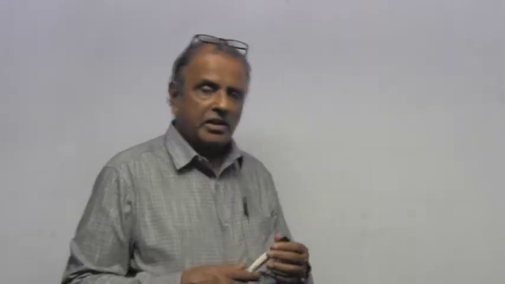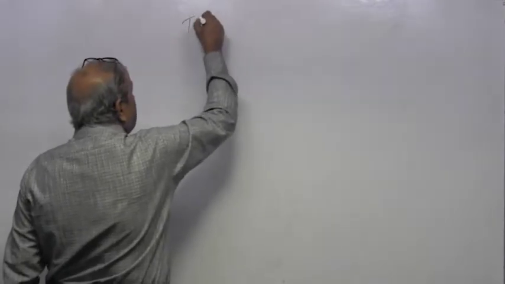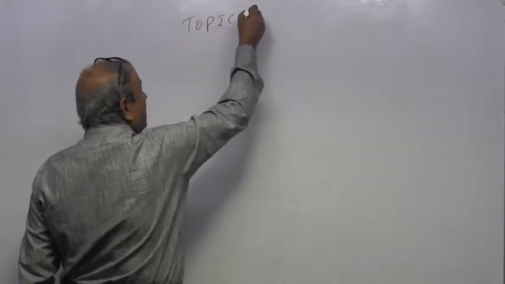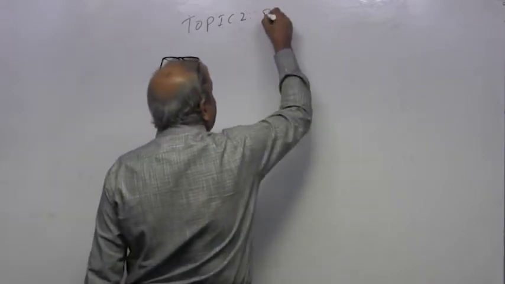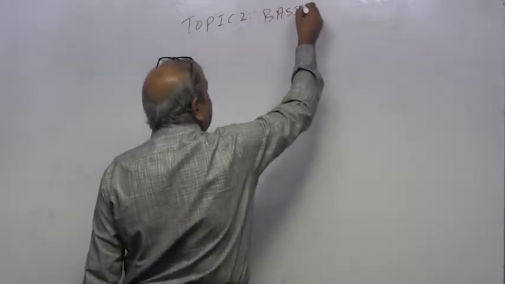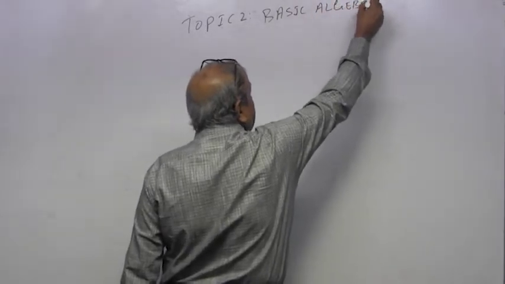To understand this, you need to go back to your GCSE to remember how you did long division. So in other words, we are still on the same topic. I think it's becoming boring, isn't it? Basic algebra. And in that, we are now looking at the factor and remainder theorem.